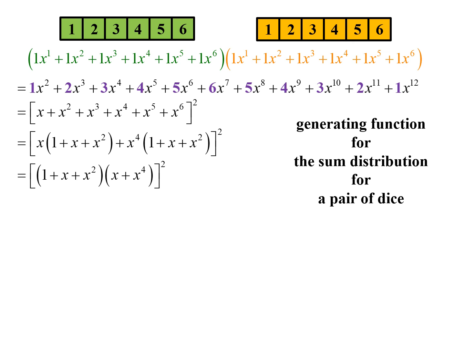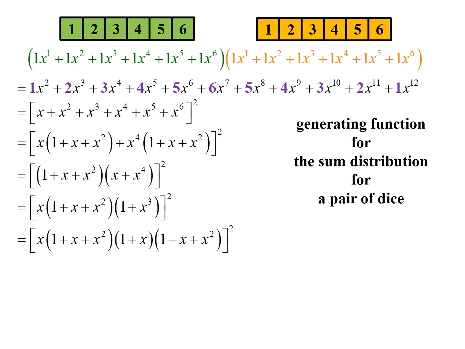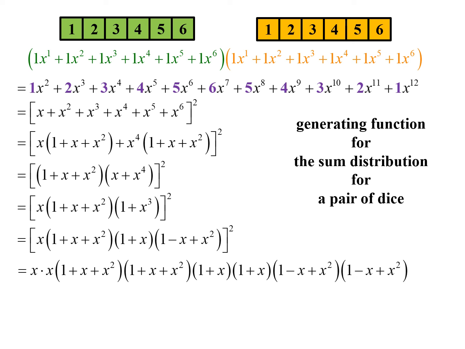I'll factor an x out of the second factor. We'll put it out front. The third factor is the sum of 2 cubes. I'll factor that. Now I have 4 factors within the brackets. I'll square each of those factors. I'll do this by writing 2 copies of each factor. We have just factored the generating function over the real numbers.